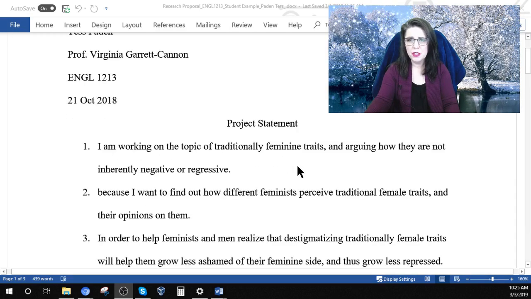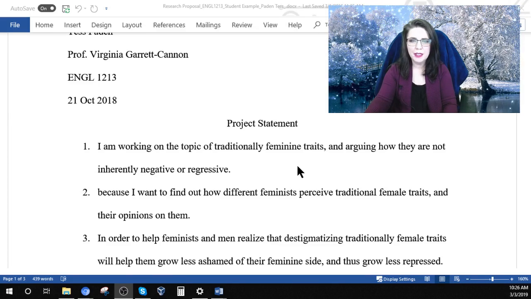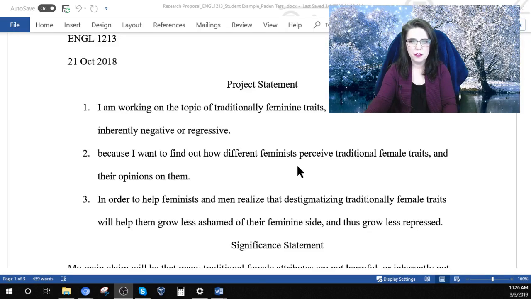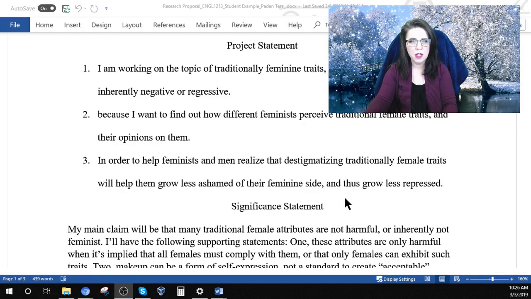Let's look. She does have the word project statement, and she does have the 3 sentences. Let's read these. I am working on the topic of traditionally feminine traits and arguing how they are not inherently negative or regressive, because I want to find out how different feminists perceive traditional female traits and their opinions on them, in order to help feminists and men realize that destigmatizing traditionally female traits will help them grow less ashamed of their feminine side and grow less repressed.